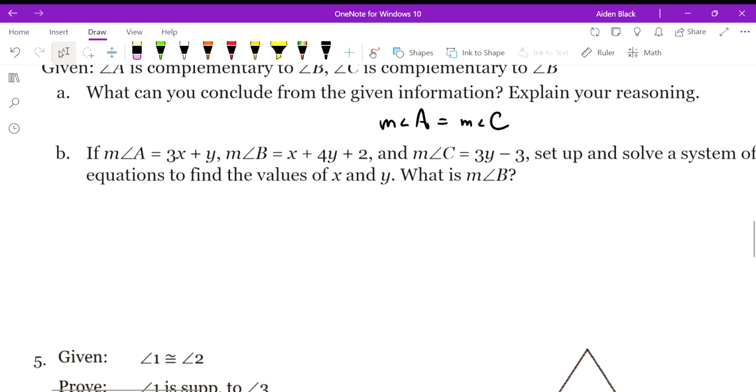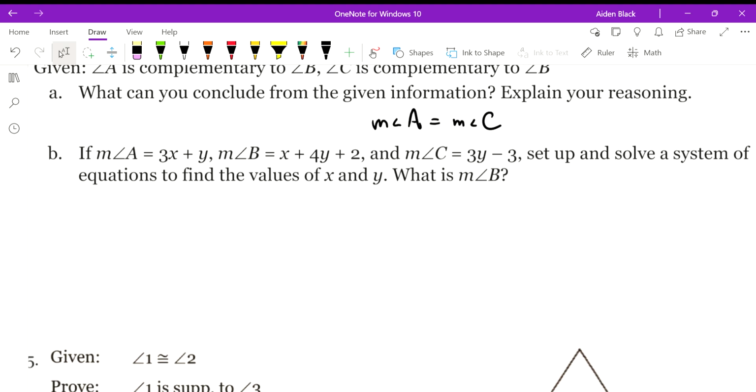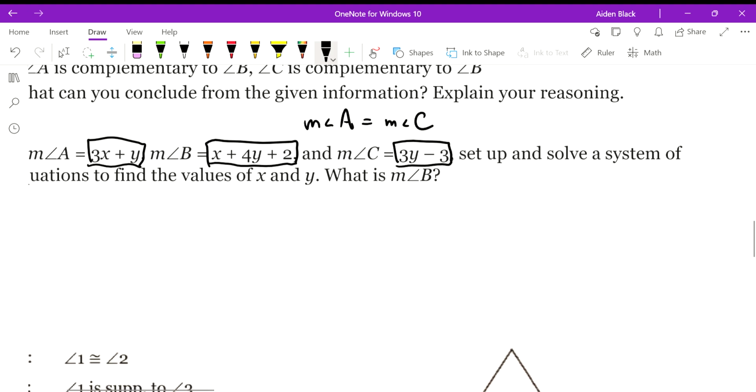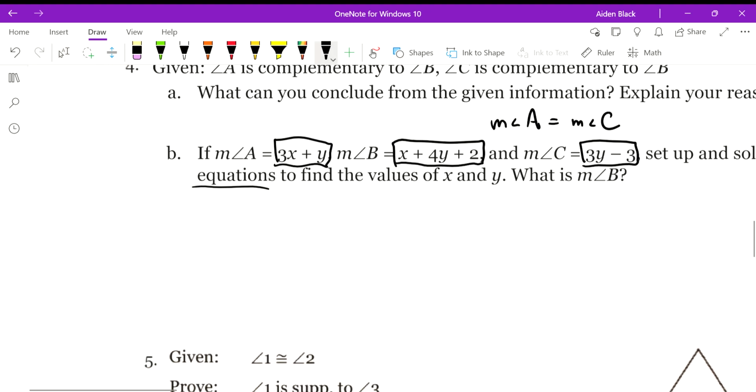Now this says if the measure of angle A is expressed as 3x plus y, we also have an expression for the measure of angle B and for the measure of angle C. This says set up and solve a system of equations to find the value of x and y, and then to find the measure of angle B.